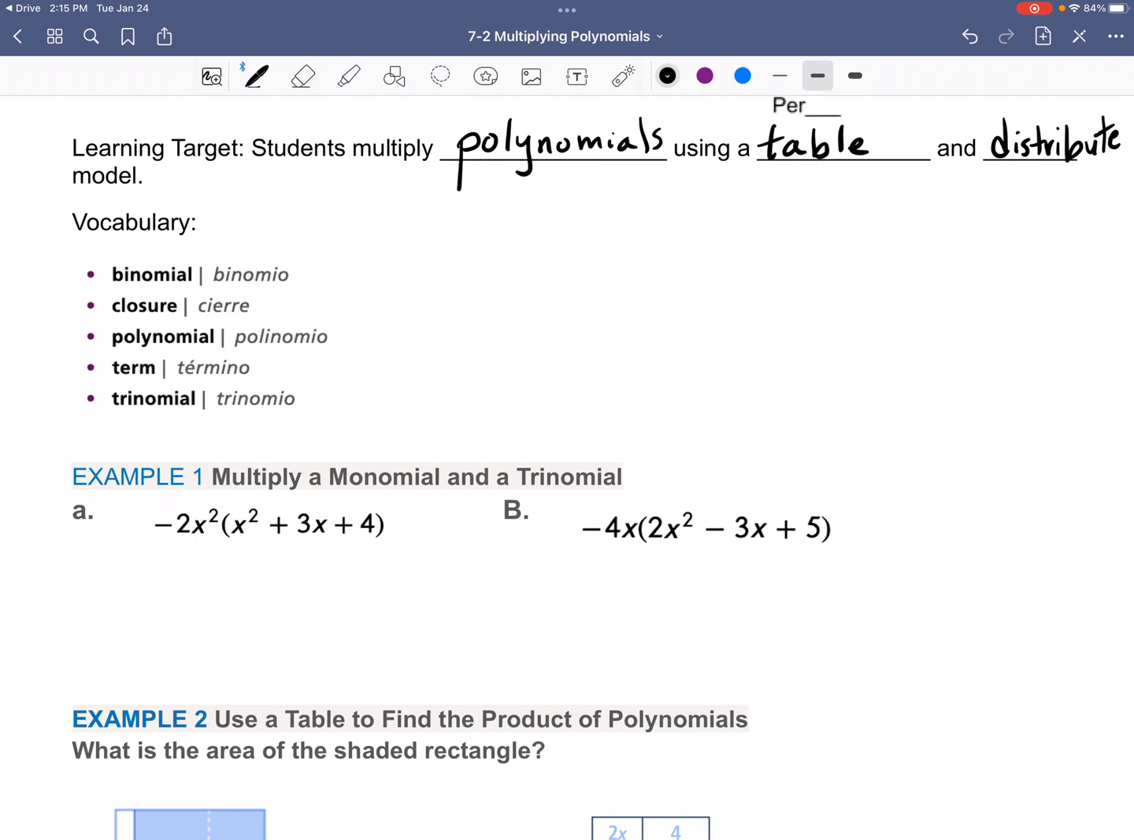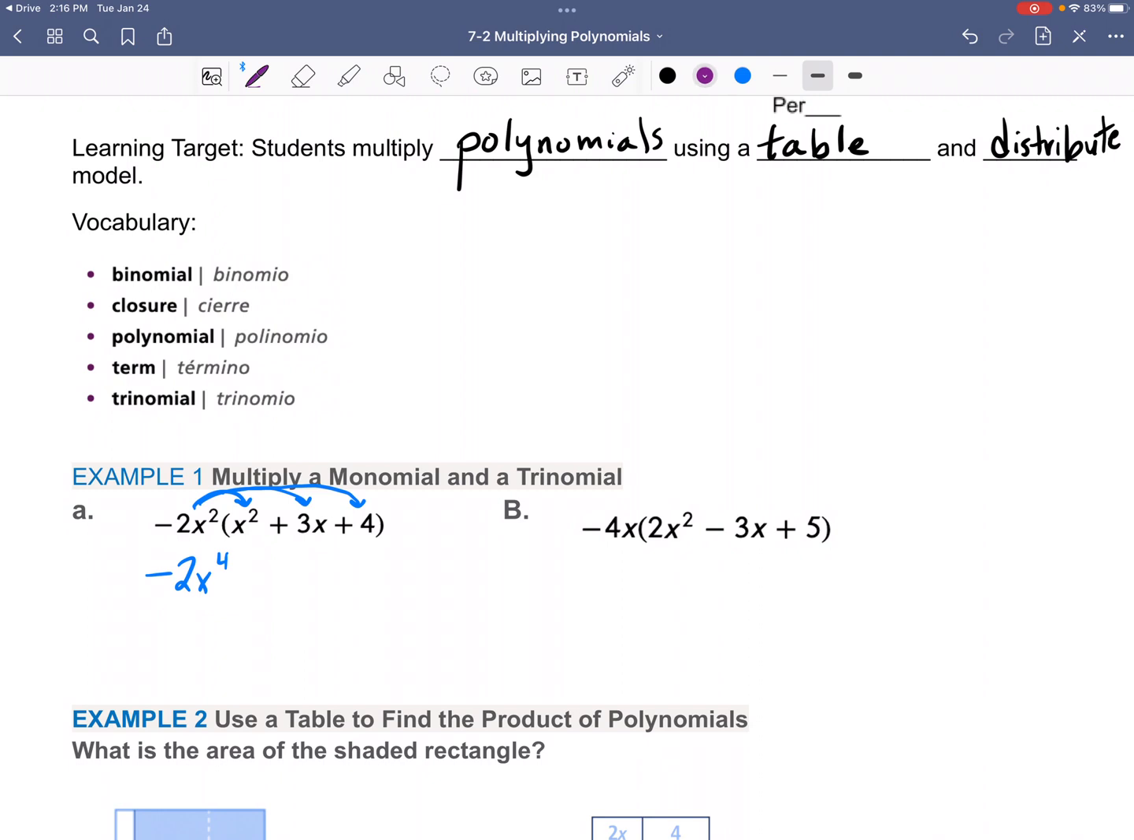So for our first example, we are going to distribute, we're going to multiply a monomial and a trinomial. So distributing means we're going to multiply times every term in the parentheses. Okay, and when we multiply exponents or powers, we add the exponents. So watch what happens here. We get negative 2x to the fourth. That's multiplying the first two numbers.